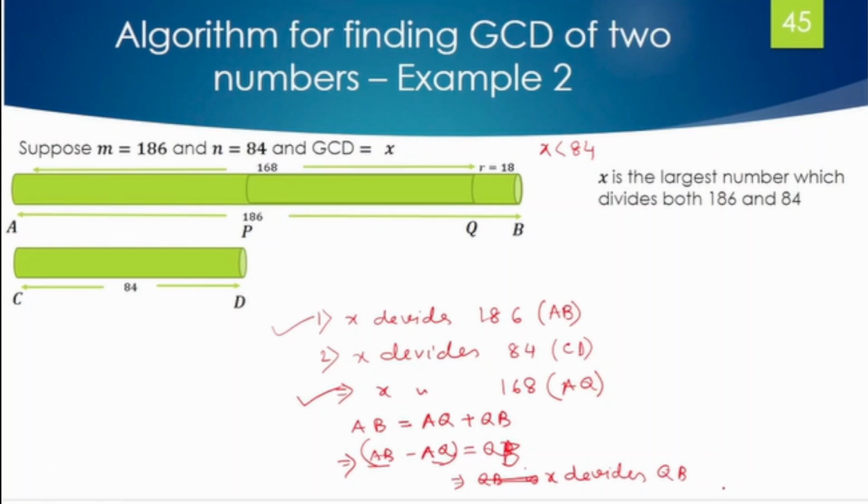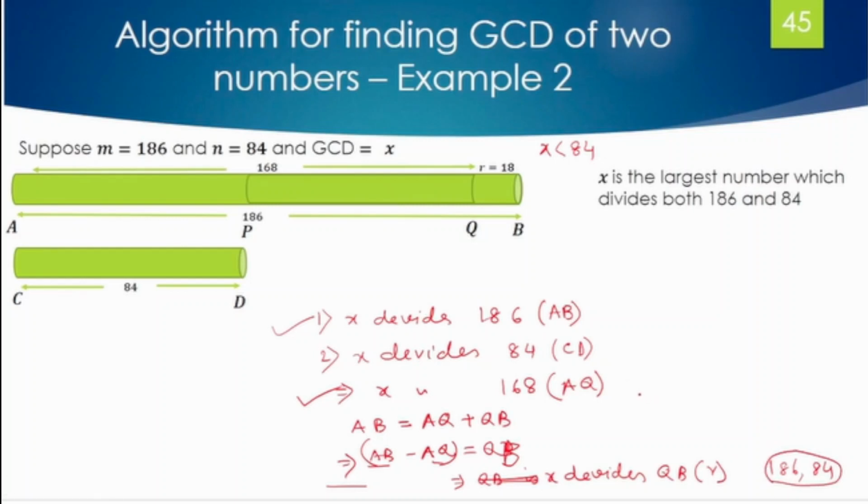Now what is QB? QB is nothing but the remainder R. So from the definition of the GCD, x divides 186, x divides 84. Together these two imply that x also divides QB, the remainder of 186 and 84, right? So this is a very interesting property. What we can say from this is that x is the largest number which divides 186 and 84.